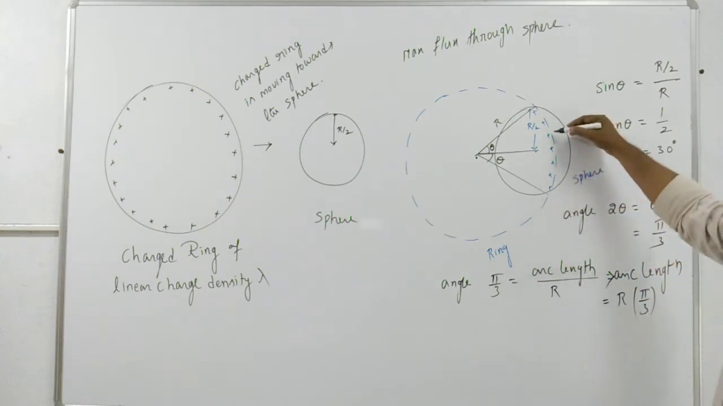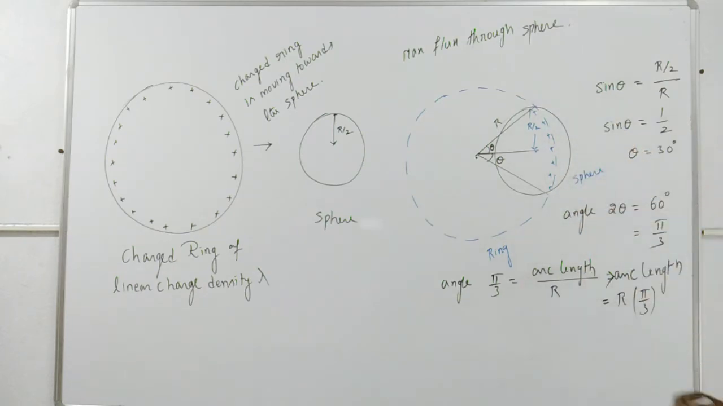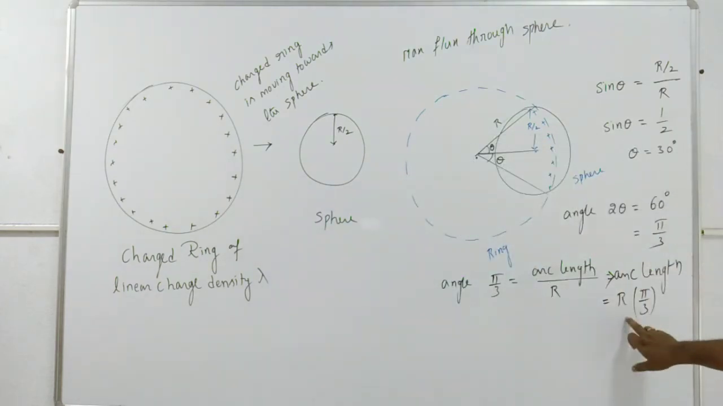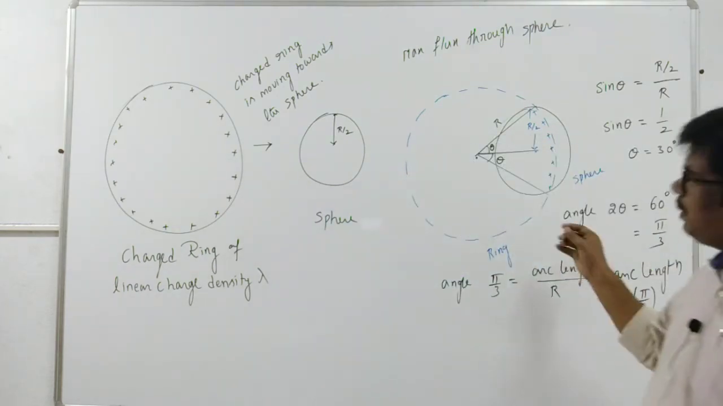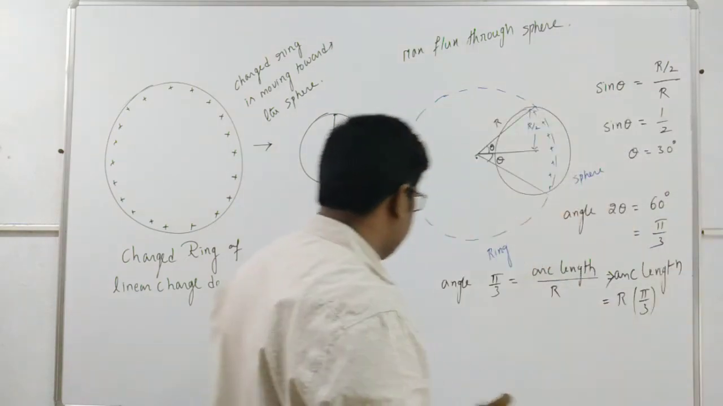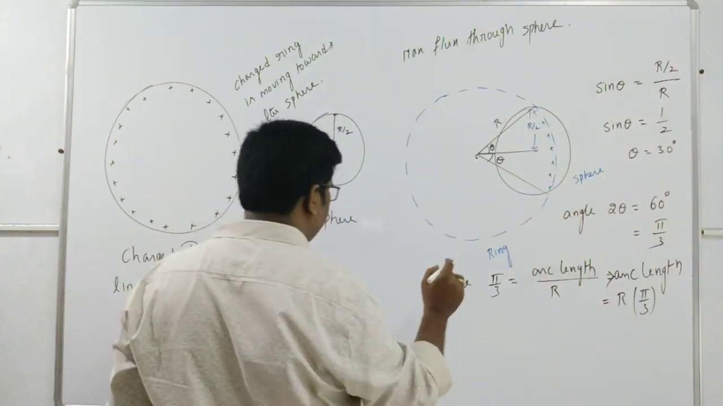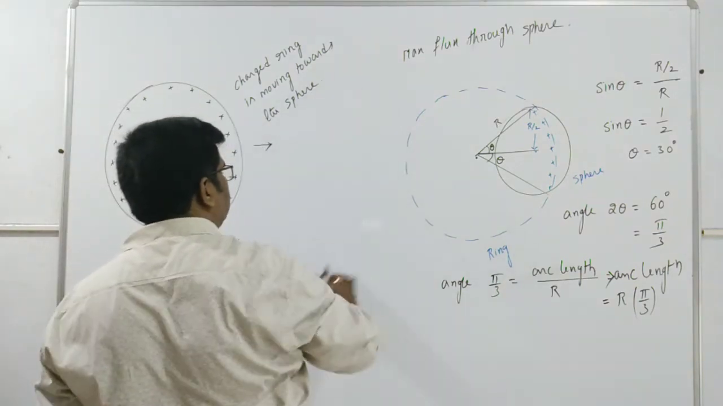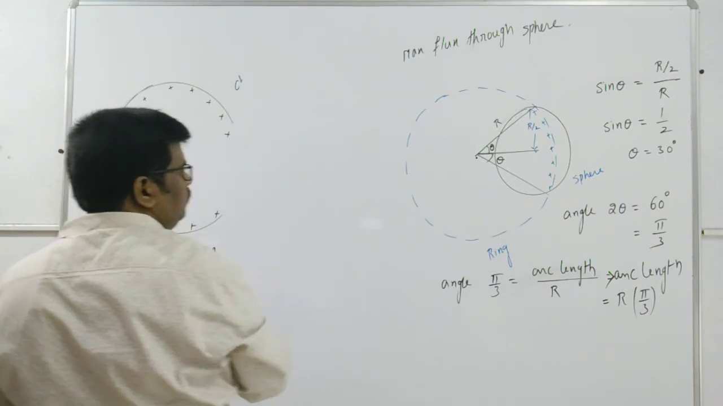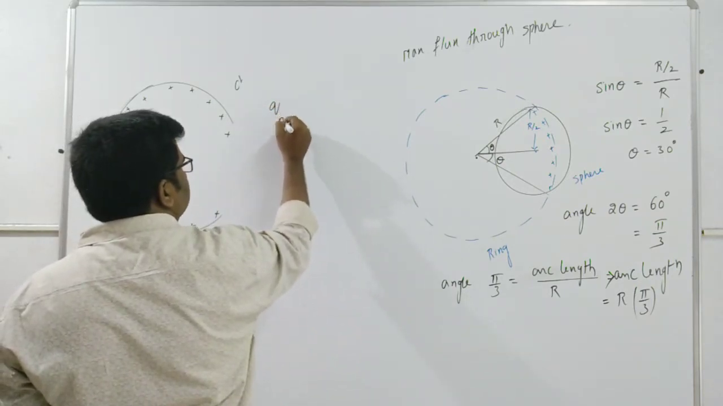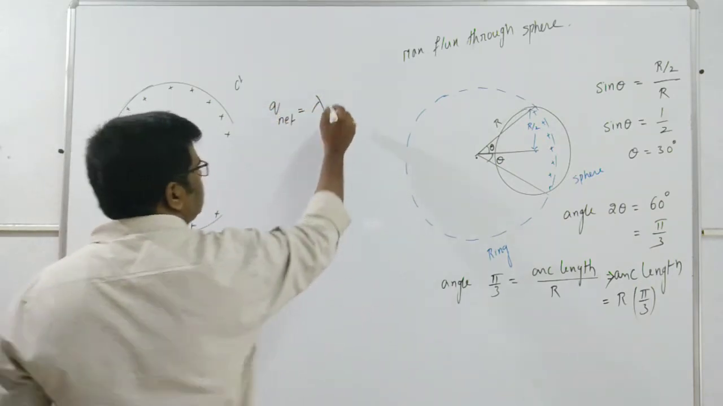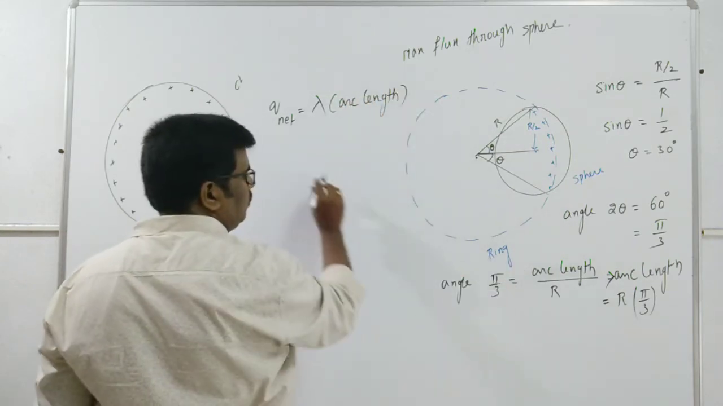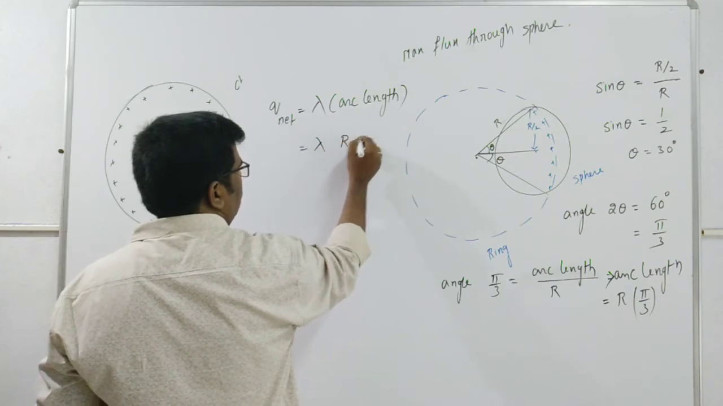Then how much charge is present? This charge we can find by multiplying the linear charge density lambda into this arc length. Therefore the charge present in it, the charge enclosed q net, is nothing but linear charge density into arc length. That arc length is r into pi by 3.